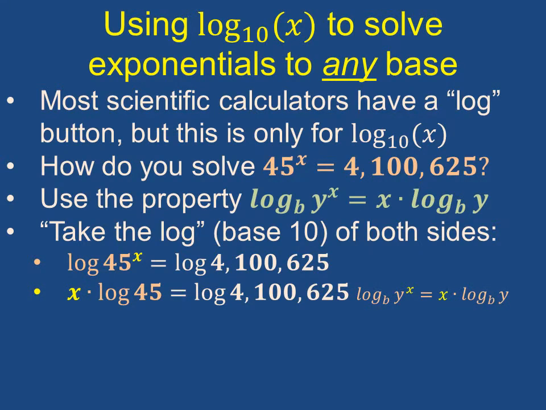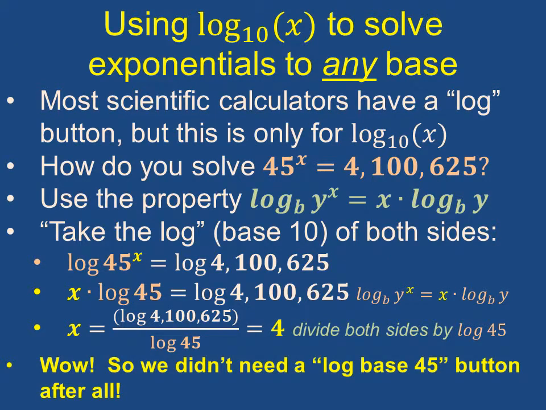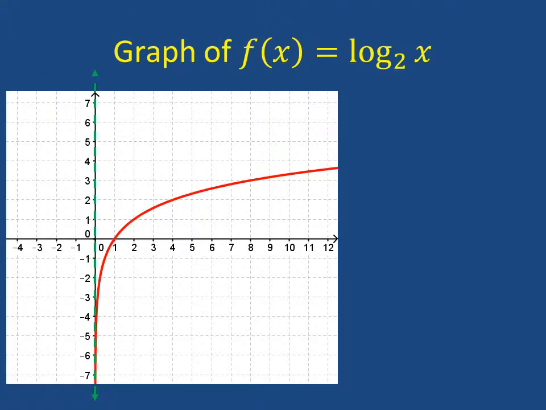By taking the log of a number raised to a power, we can put that power x out front, as we've done here. And now all we need to do to solve for x is to divide log of the 4 million number by log of 45. So we really didn't need to have a log to the base 45 button after all. We could solve this logarithm using just the log 10 key.